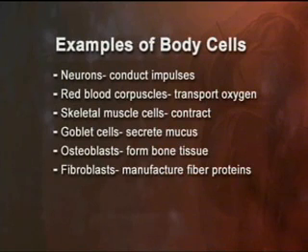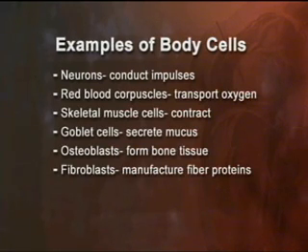Let's take a look at some examples of the kinds of body cells that we do have. These are just a few examples, so we'll look at this first graphic. We know that neurons are the cells that conduct impulses. RBCs, or red blood corpuscles, are involved in oxygen transport. Skeletal muscle cells, of course, contract. We have some secretory cells called goblet cells that secrete mucus. Osteoblasts are bone tissue forming cells, and fibroblasts are cells that manufacture various kinds of fiber proteins.